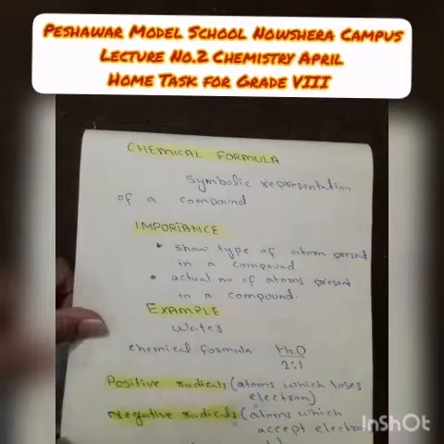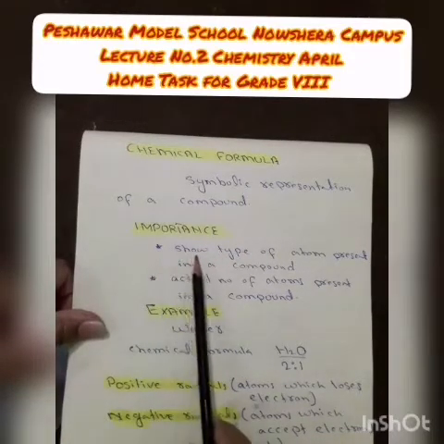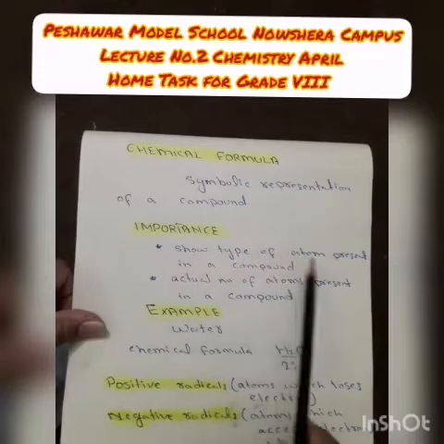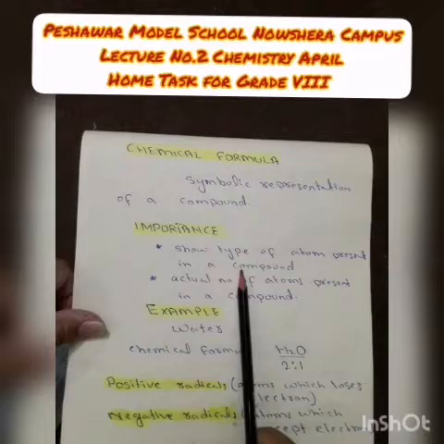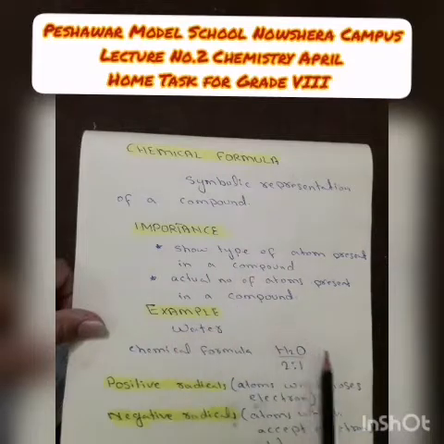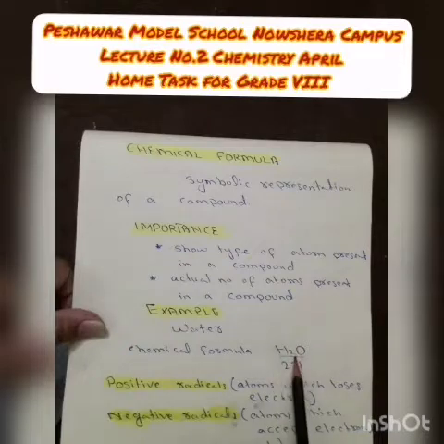Why do we use chemical formula? What is its importance? Look at the importance of chemical formula. Chemical formula shows the type of atoms present in a compound, that is, what type of atoms are present in a compound. Like the chemical formula of water is H2O. From the chemical formula, we see that it is made up of hydrogen and oxygen.